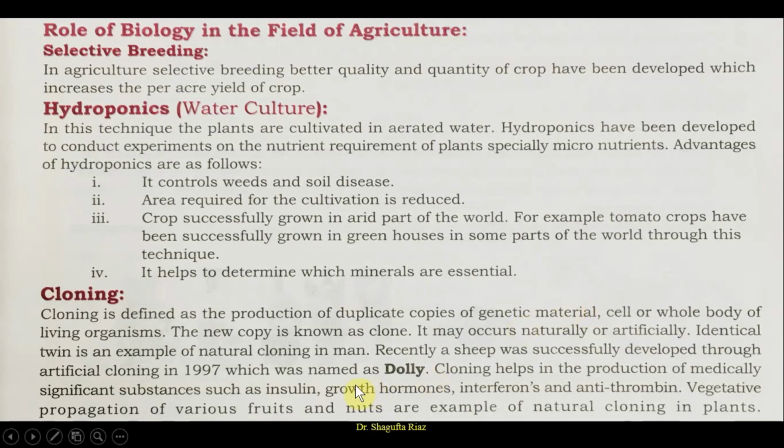While for artificial cloning, the first ever artificial clone was a sheep, which was successfully developed through artificial cloning in 1997, and they named that sheep Dolly. Cloning can help in the production of medically significant substances such as insulin, the growth hormone, the interferons, and the antithrombin. These are very important and crucial things for the medication of infected or deficient patients, right?